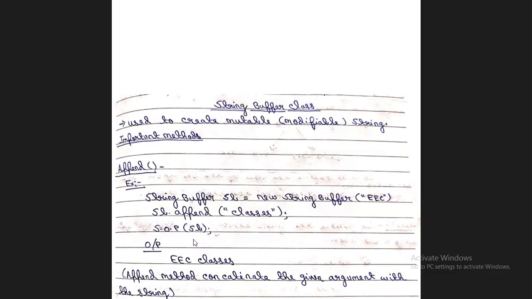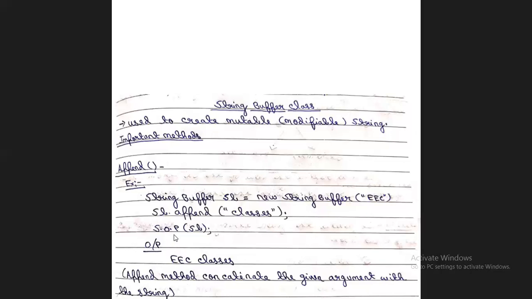as EC classes. So the append method is mainly used for concatenation of a given argument with a string. After SB.append classes, the output shown for our string buffer class object SB will be EC classes. So when we use system.out.println SB, our output will be shown as EC classes. The append method is basically used for concatenation, so through the append method we can concatenate a given argument with the string.